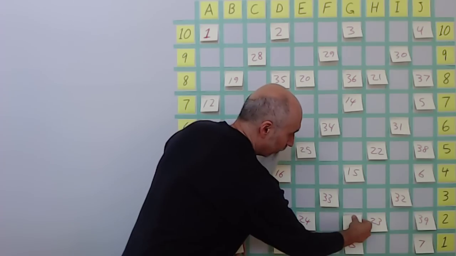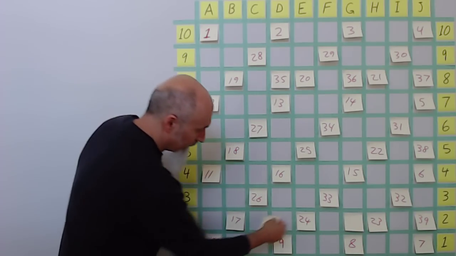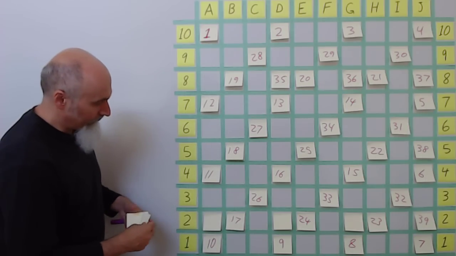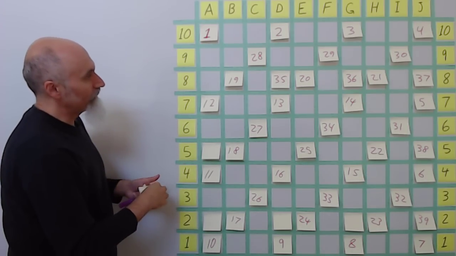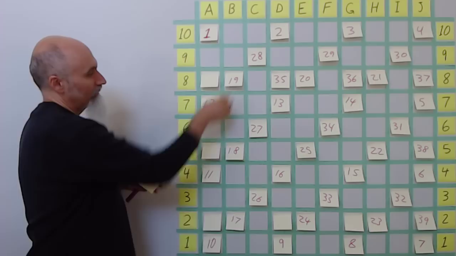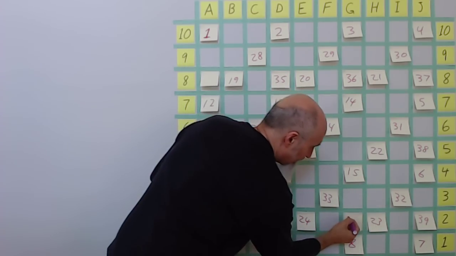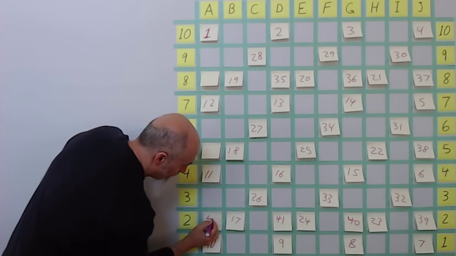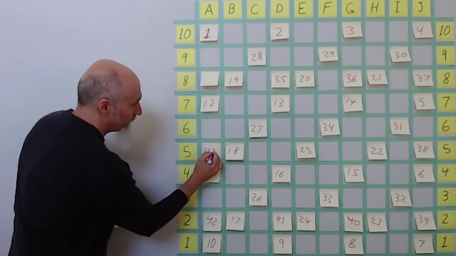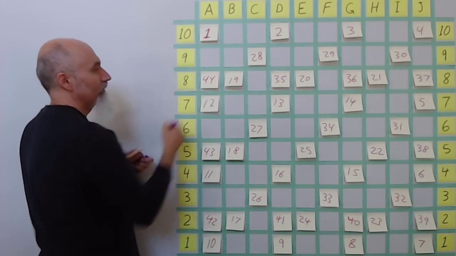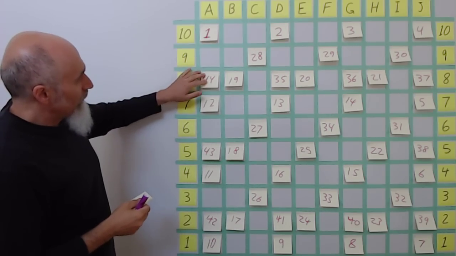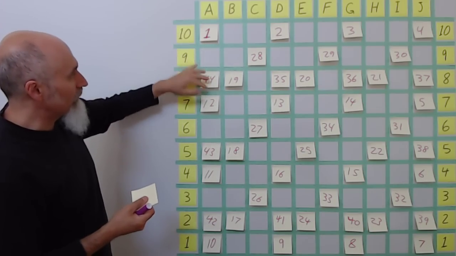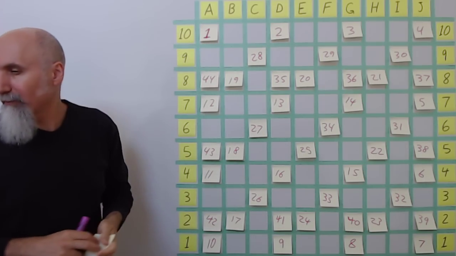40, 41, 42, 43, 44, right? So 40, 41, 42, 43, 44. So what do we got choices wise? We only got one choice. We can't go there, we can't go there, we can't go there, we can't go up, we can't go this way. We got that only, right?